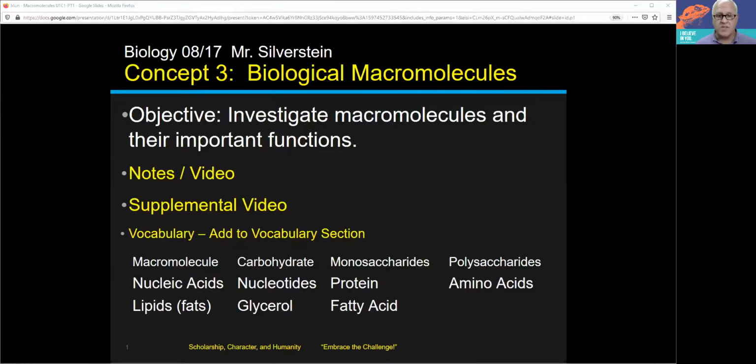Today we're going to get into our concept 3, and we're going to get started on biological macromolecules. I'm going to share my screen right now, and we'll get started. So this is concept 3, part 1 of the biological macromolecules, and our objective is to investigate macromolecules and their important functions in your body.